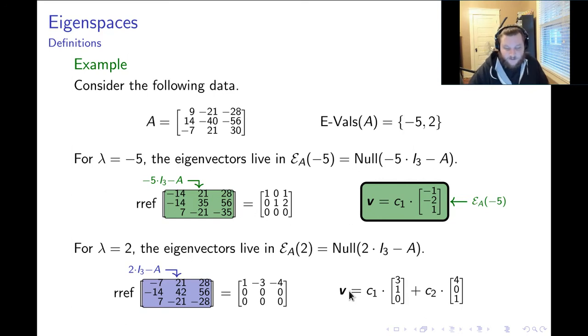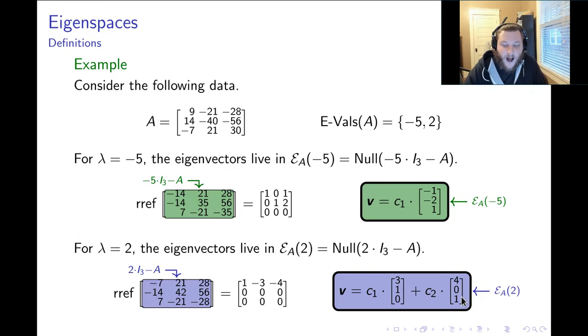And when I solve those equations, I got that all of those vectors are the linear combinations of 3, 1, 0 and 4, 0, 1. So the way I think of this is that all eigenvectors of A associated to lambda equals 2 are the linear combinations of 3, 1, 0 and 4, 0, 1. So this gives us a complete description of all eigenvectors of this particular matrix.